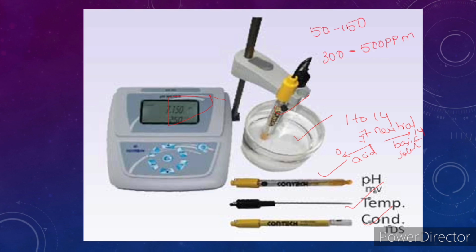Between 50 to 150 ppm, water is excellent for drinking. Between 150 to 250 ppm, water is good. Between 250 to 300 ppm, the water is fair. Between 300 to 500 ppm, the water is of poor quality and it is not good for drinking.